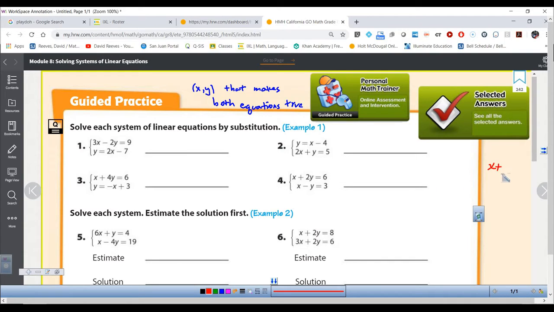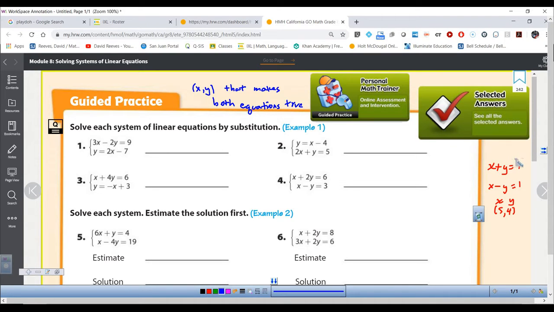Let's say I asked you to find two numbers that added to equal 9 and that subtracted to equal 1. Two numbers that add to equal 9 and subtract to equal 1. Well, I happen to know an answer because I just made it up right now in my head. 5 and 4. 5 for x. 5 plus 4 is 9. And 5 minus 4 is 1. So x and y, x being 5 and y being 4, make both of these equations true.